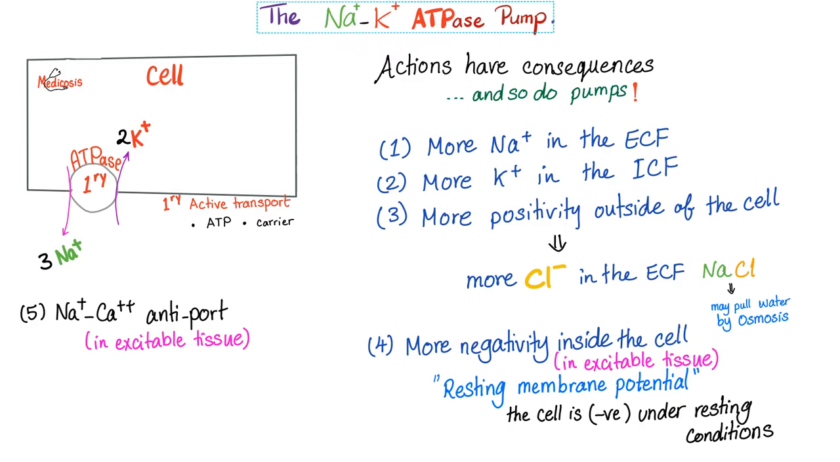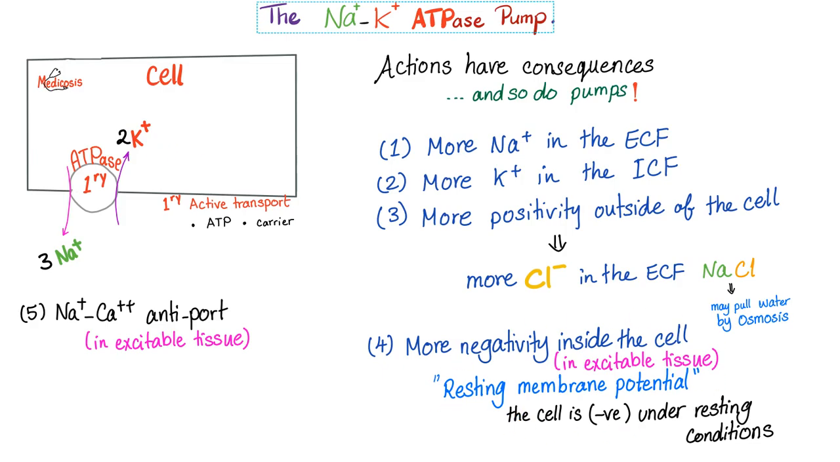The consequences of the sodium-potassium pump include: you have more sodium outside, you have more potassium inside, there is more positivity outside. Why is this? Because you are dishing out 3 sodiums and dishing in 2 potassiums. In other words, it's as if you are pushing out 1 positive. So when you're pushing out 1 positive, it's as if you're pushing in 1 negative, according to the law of electroneutrality. You're making the outside surface more positive, and conversely, you're making the inside surface more negative.